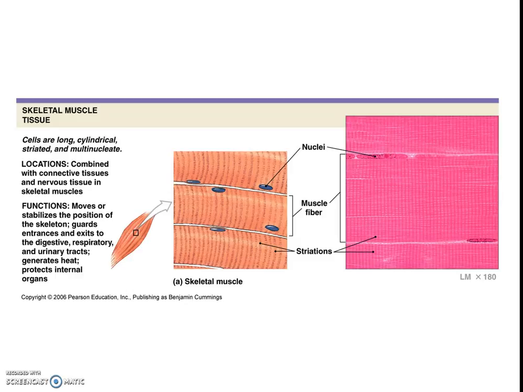So, of course, our skeletal muscle is primarily what attaches to our bones to either move or to hold something in place. We also have this type of muscle in entrances and exits to different places. And of course, what muscle does for us is movement, and it also generates heat and even provides some protection for our internal organs.